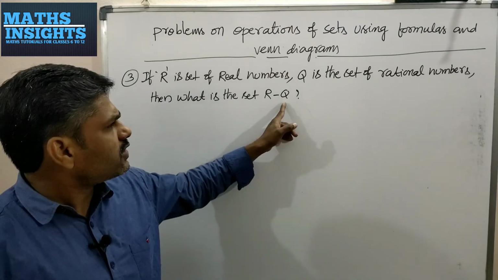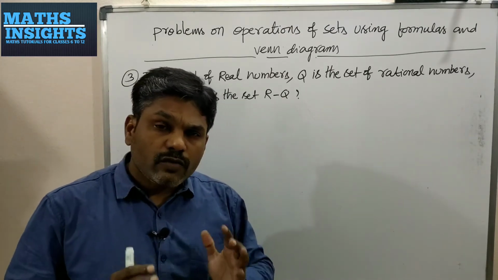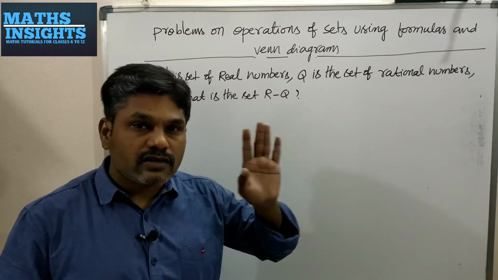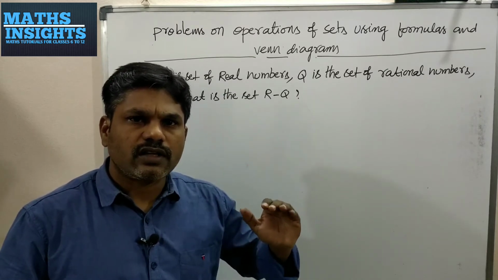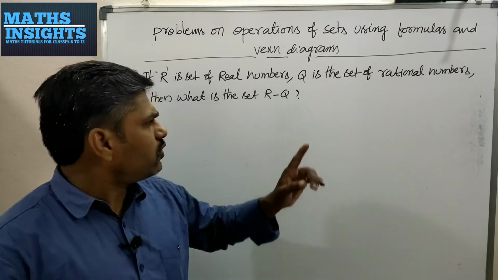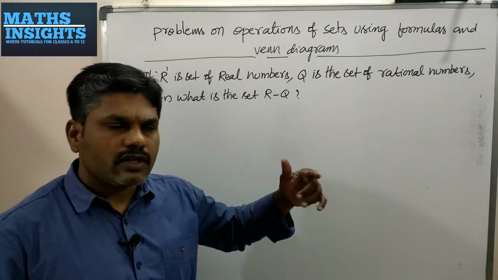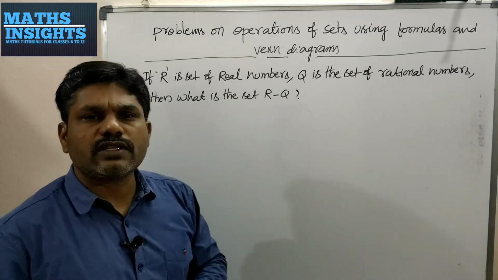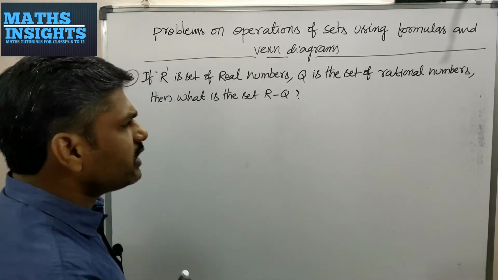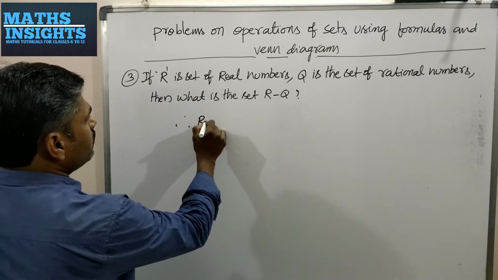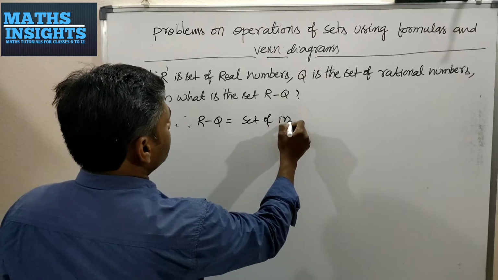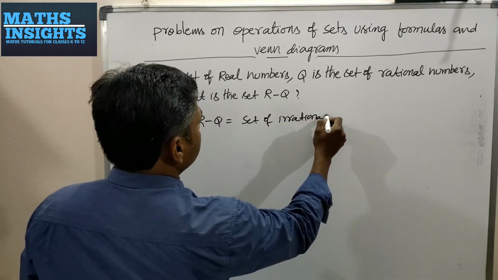You are removing rational numbers, which means we are removing the set of natural numbers, the set of whole numbers, the set of integers. All these whole numbers, natural numbers and integers are included in the set of rational numbers. So if you remove the set of rational numbers from the set of real numbers, you will have irrational numbers. Therefore, R minus Q is equal to the set of irrational numbers.